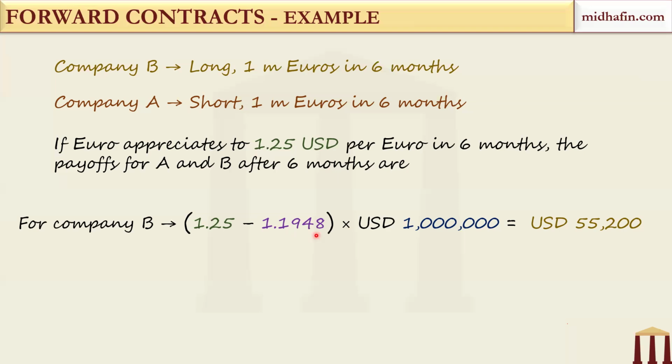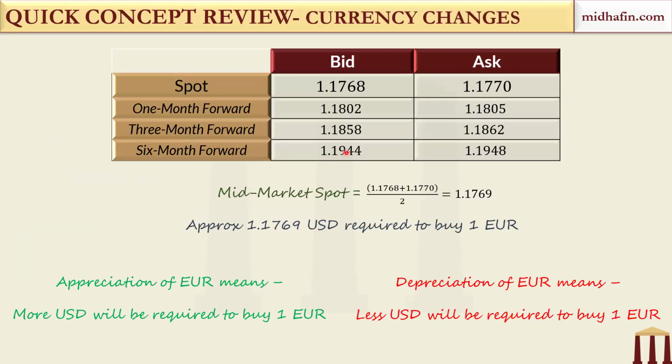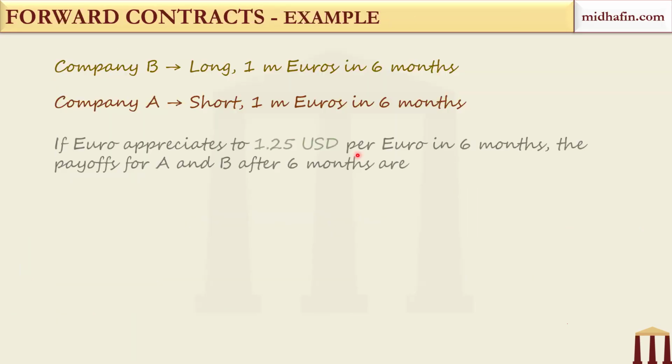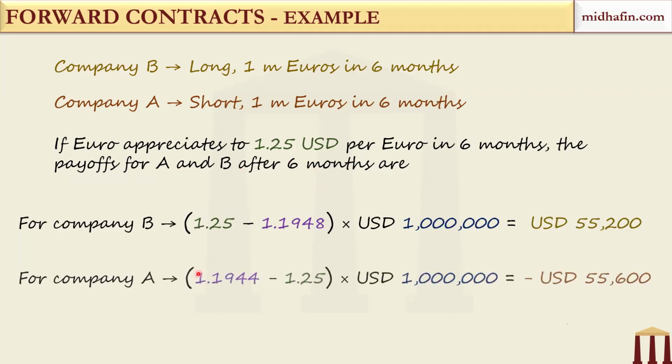Loss. Very good. Now again, sometimes candidates, in a hurry, might say that since for company B the positive payoff is 55,200, for company A it will be negative 55,200. No, that's not correct because of the bid-ask spread. There is a dealer in between who is taking commission from both. So for A, which rates are we concerned with? This is the rate, because A is in the short position, so A is able to sell at this price, 1.1944. So for company A, this is the payoff, negative 55,600.